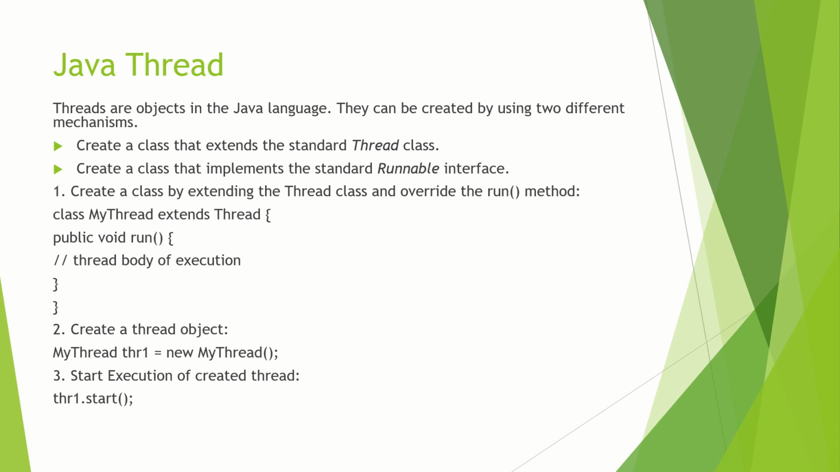So there is a Java thread. Threads are objects in the Java language. They can be created by using two different mechanisms. Create a class that extends the standard Thread class, or create a class that implements the standard Runnable interface. So you can create a class based on the Thread class and override the run method. This is the way you define a class, MyThread extends Thread, and then you create the body, create a thread object, and start execution of the created thread.